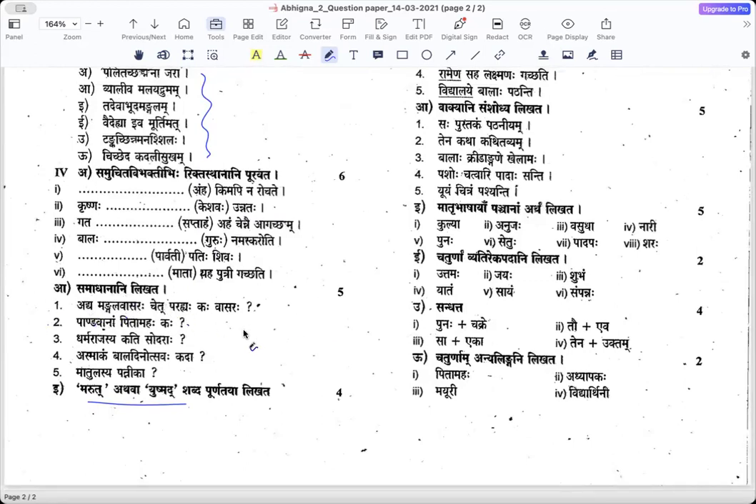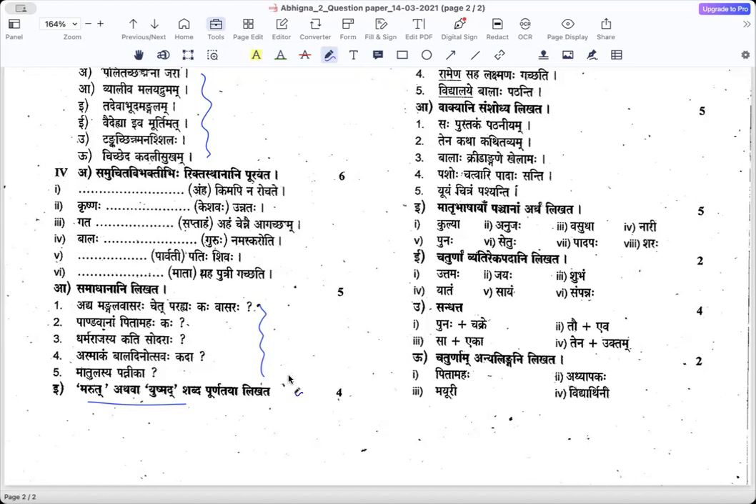Now, Samadhanani Likhata, these are questions. These questions are also part of Samskrita Rachana, not part of Bodhini or any other text here. So, Adhya Mangala Vasaraha Chetu Parakhyaha Kaha Vasaraha. This is that lesson. There are a couple of lessons in Samskrita Rachana which deal with all of these things, even Pandavanam Pitamahaha Kaha Bhishmaha Ityadi.